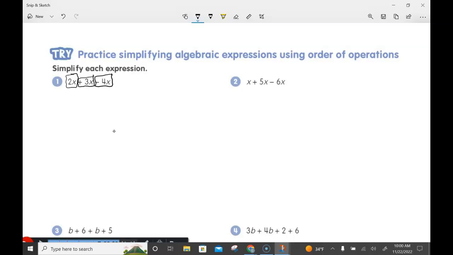So what I have here is 2x plus 3x. That's going to give me 5x minus 4x. So we can see for this one, that is just going to be x for number 1. We're not going to write 1x down. It's just going to be x.